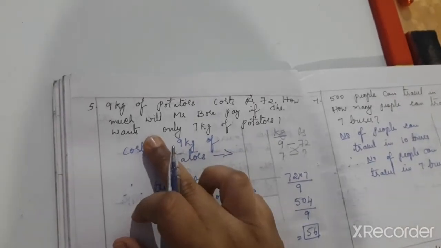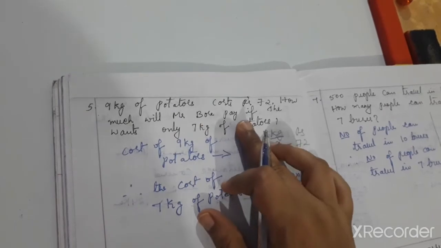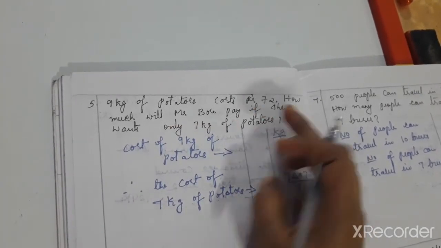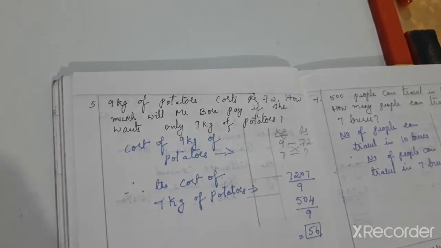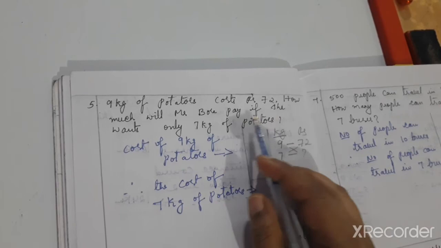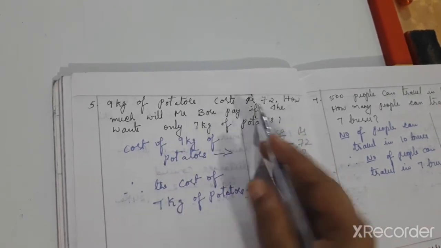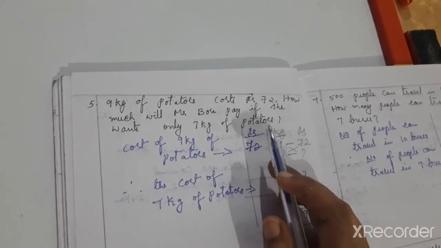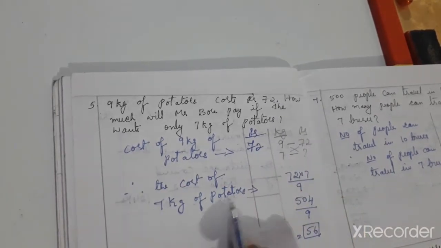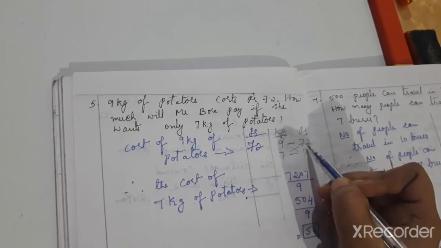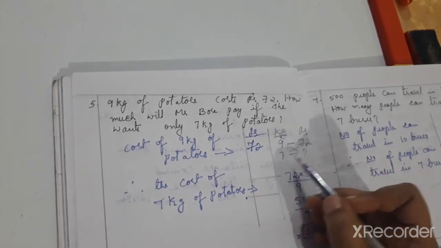Next, fifth question. 9 kg of potato cost rupees 72. How much will Mr. Bose pay if he wants only 7 kg of potato? Sentence: cost of 9 kg of potato, how much? 9 kg potato cost is rupees 72. Therefore, cost of 7 kg of potato. For 9 kg of potato cost is 72 rupees. For 7 kg, question mark.